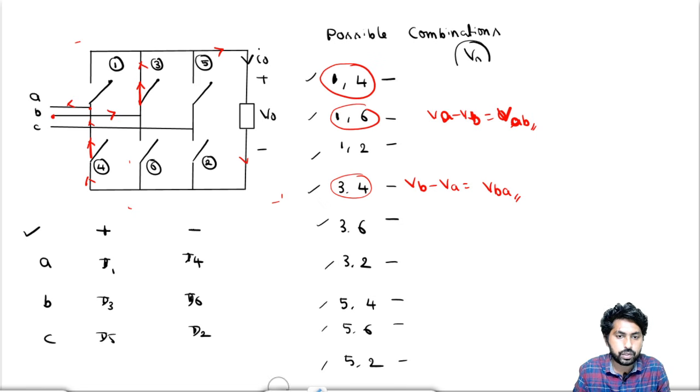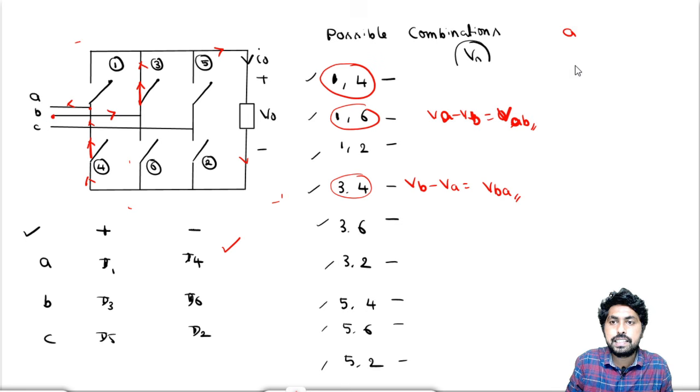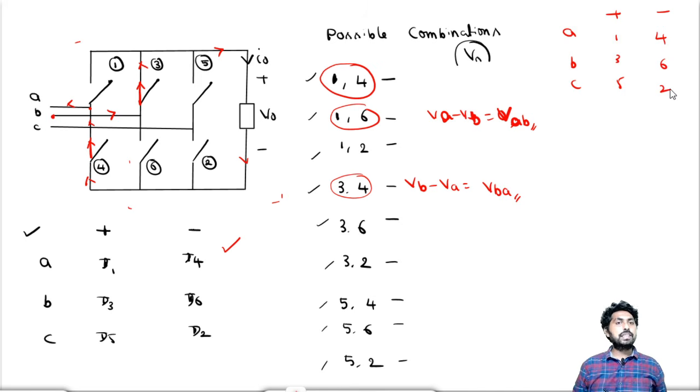So follow this circuit. This is the simplification of the circuit, that is A, B, C phases, the positive group of 1, 3 and 5 and the negative group of 4, 6 and 2, right? This is the simplification of the circuit. So for this simplification, let me find the output voltage.